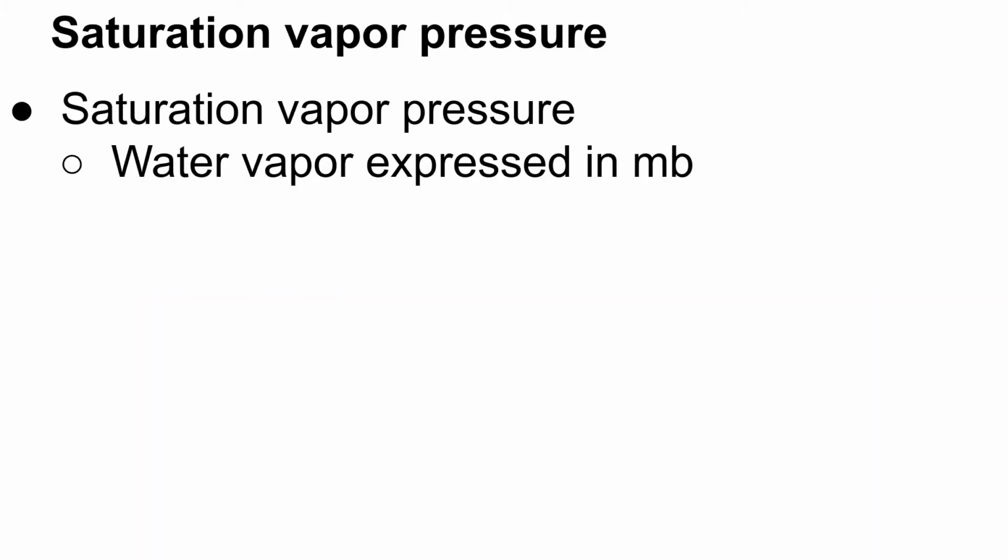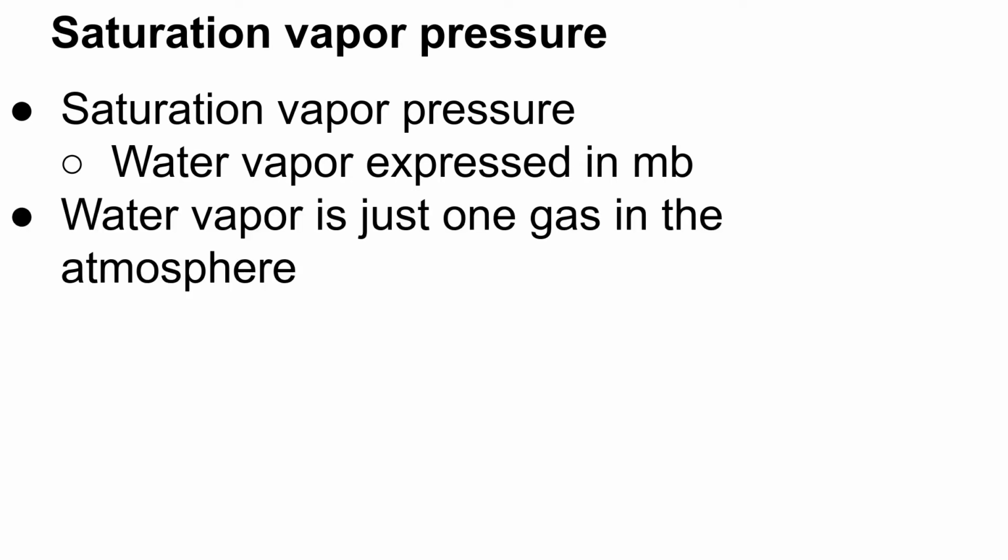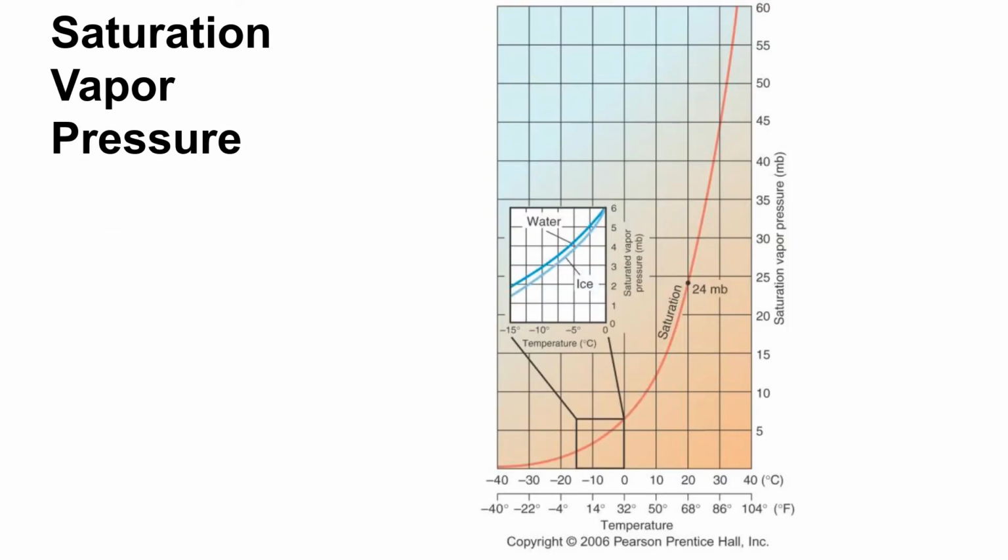Saturation vapor pressure is the amount of water vapor in the atmosphere expressed in millibars, just like we were using to express general atmospheric pressure. So vapor pressure is the part of the atmosphere that is water vapor expressed in millibars. Water vapor is just one gas in the atmosphere. Here is a chart of saturation vapor pressure.